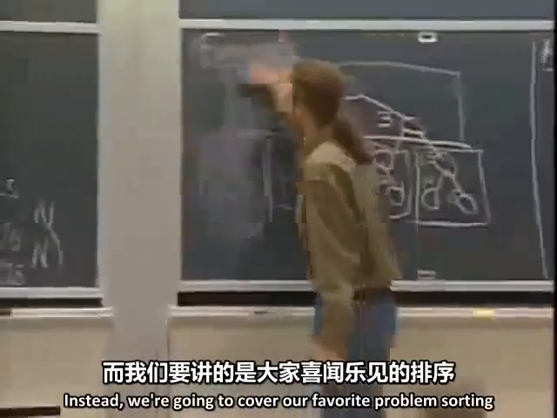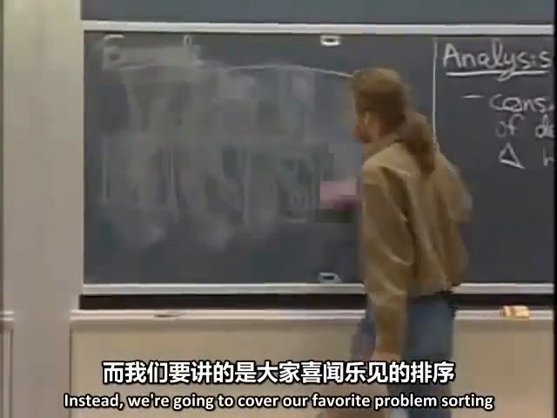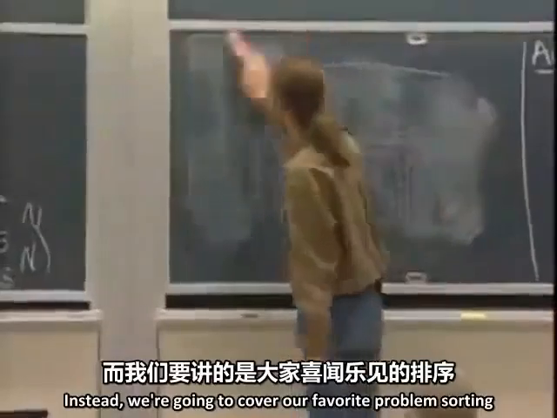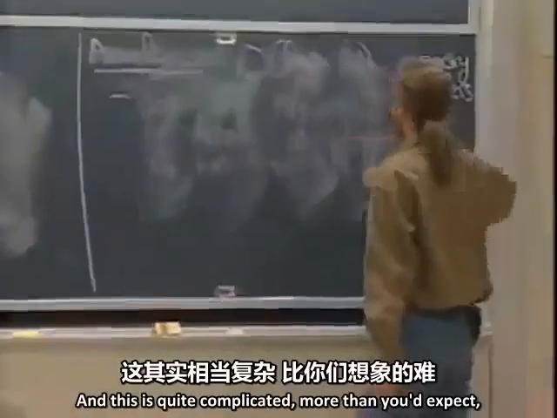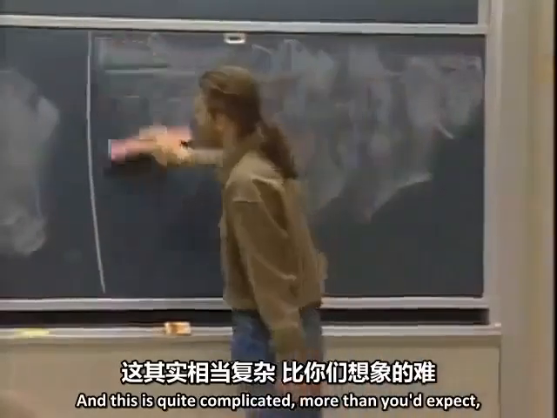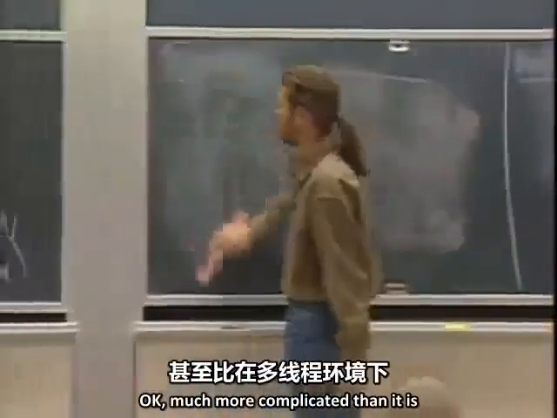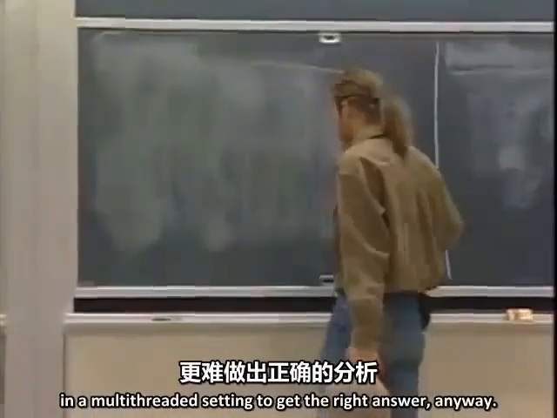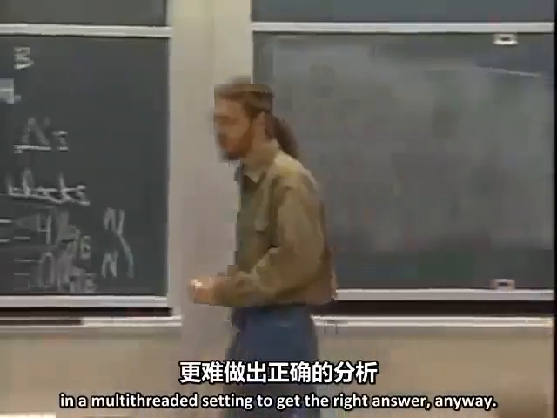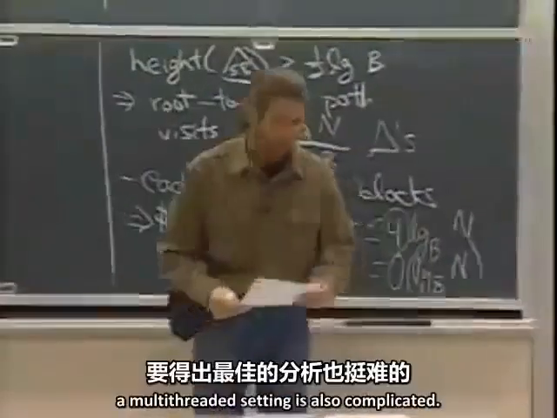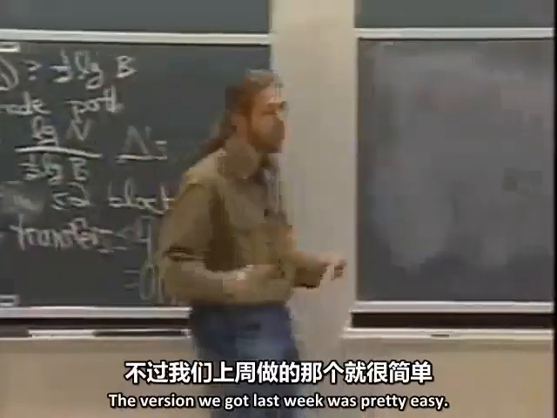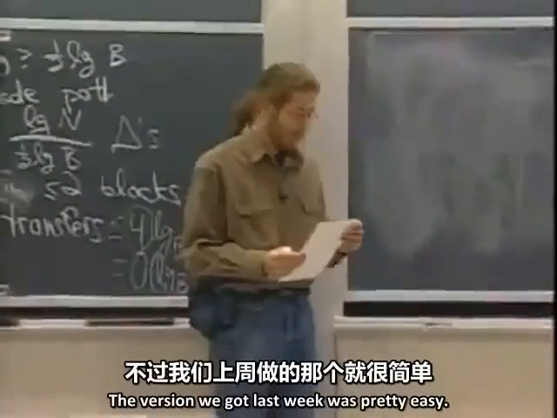Instead, we're going to cover our favorite problem, sorting, in the cache oblivious context. And this is quite complicated, more than you would expect. Much more complicated than it is in a multi-threaded setting, to get the right answer anyway. Maybe to get the best answer in the multi-threaded setting is also complicated. The version we got last week was pretty easy.